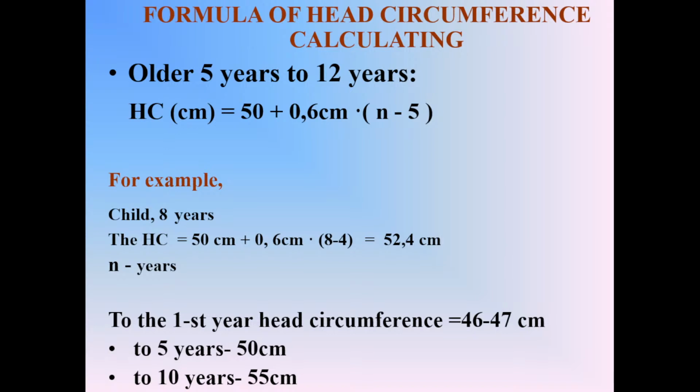The key points of head circumference: at 1 year nearly 46 to 47 centimeters, at 5 years 50 centimeters, at 10 years 55 centimeters. These are the main key points of head circumference at different ages.